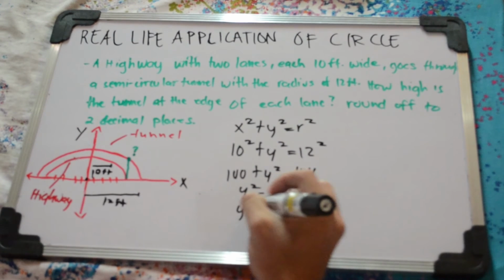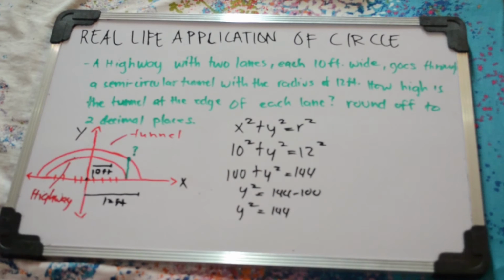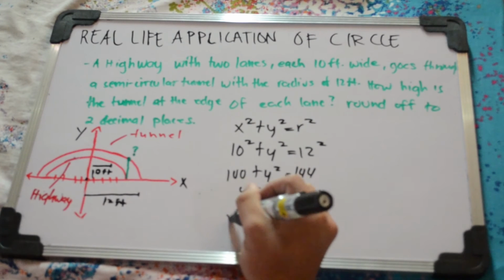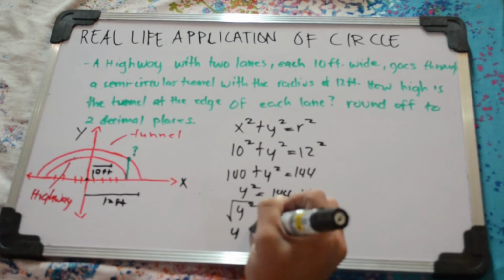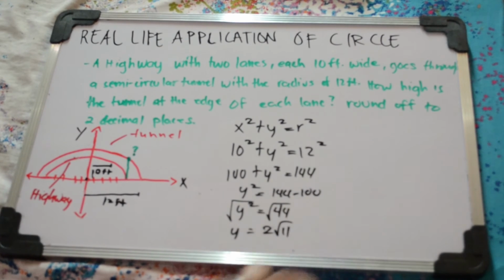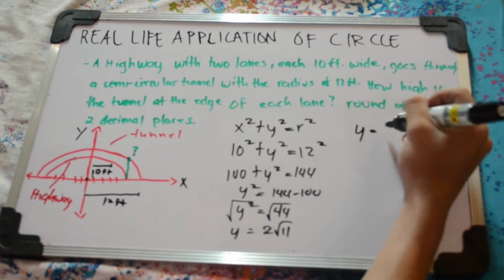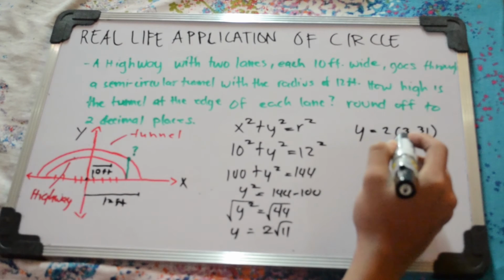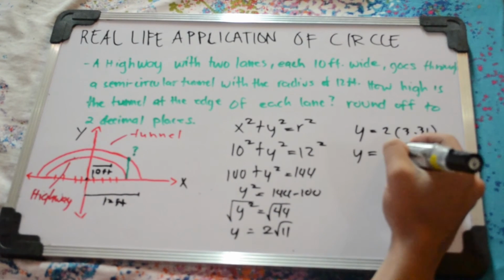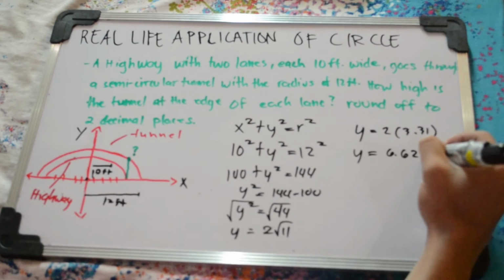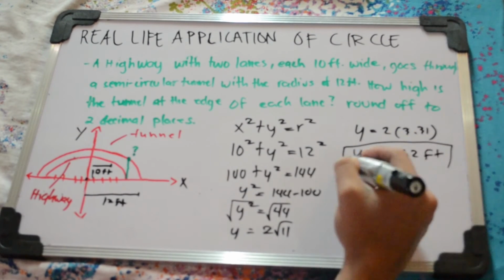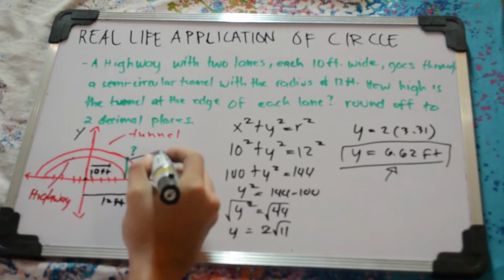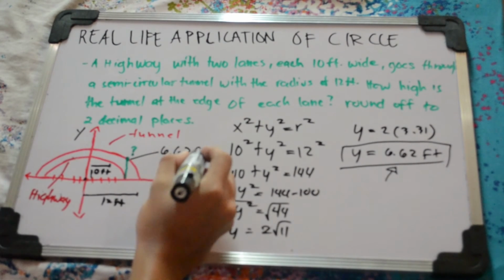Then y squared is equal to, oh, sorry, 44 only. Then take the square root of both sides. y is equal to 2 square root of 11, or y is equal to 2 times 3.31. Then multiply the 2 times 3.31, you will get 6.62 feet. Now, this is the answer. The height of the tunnel at the edge of each lane is 6.62 feet.